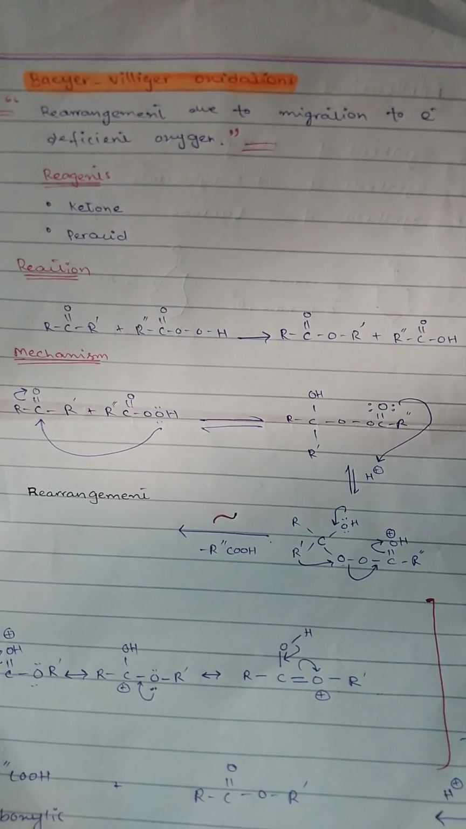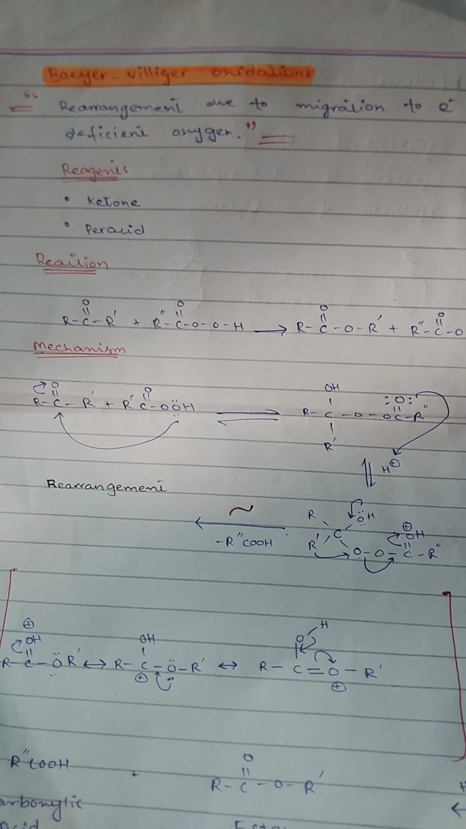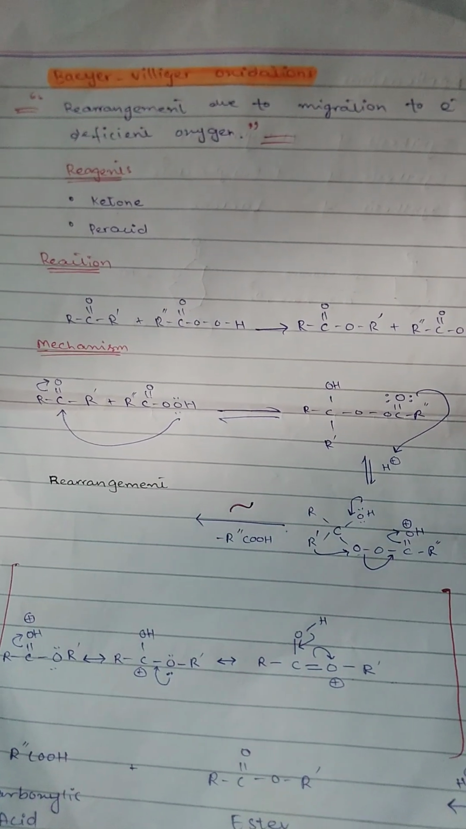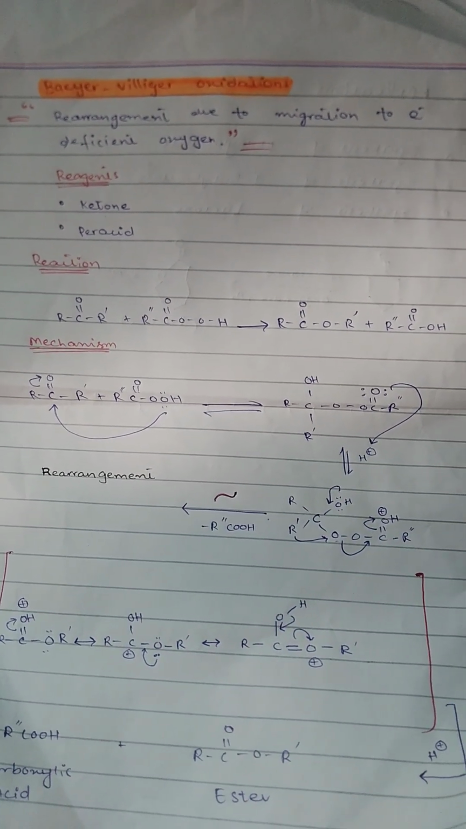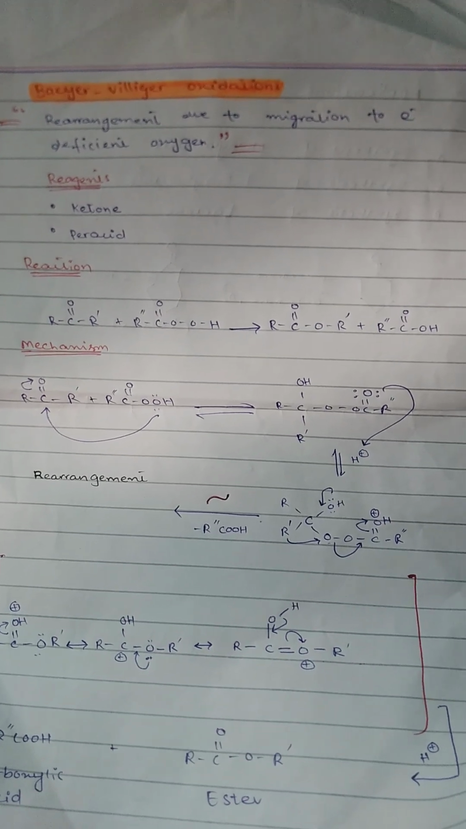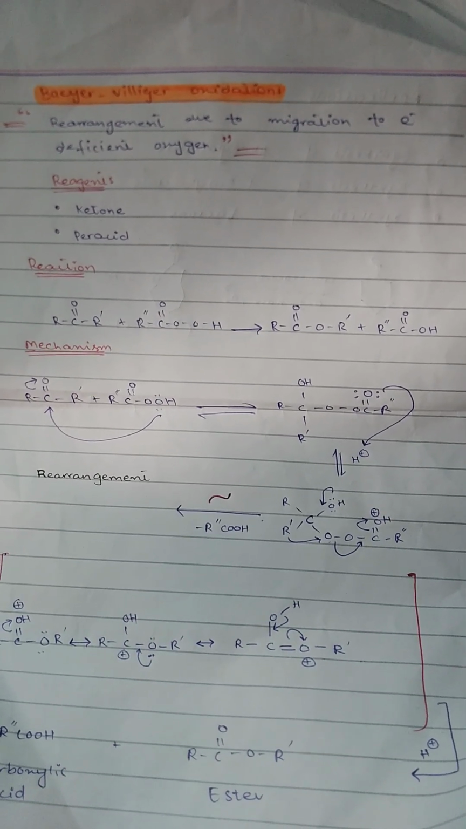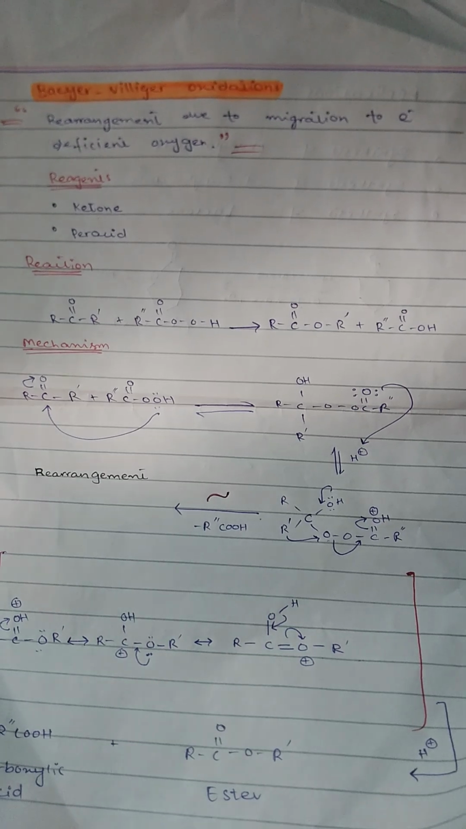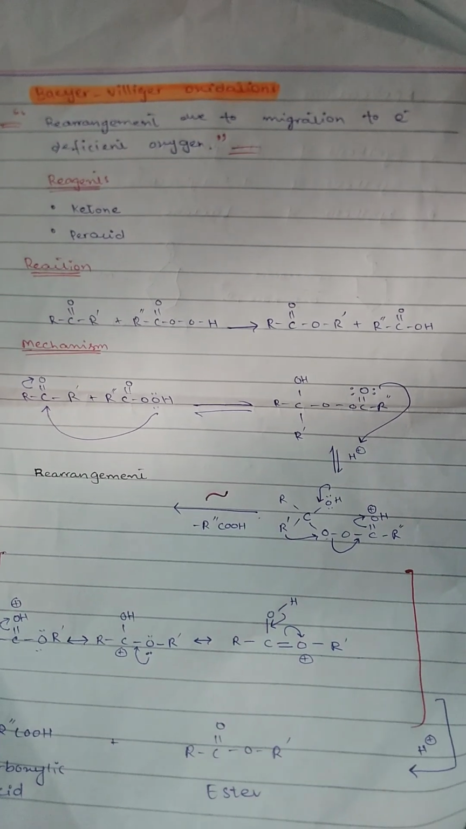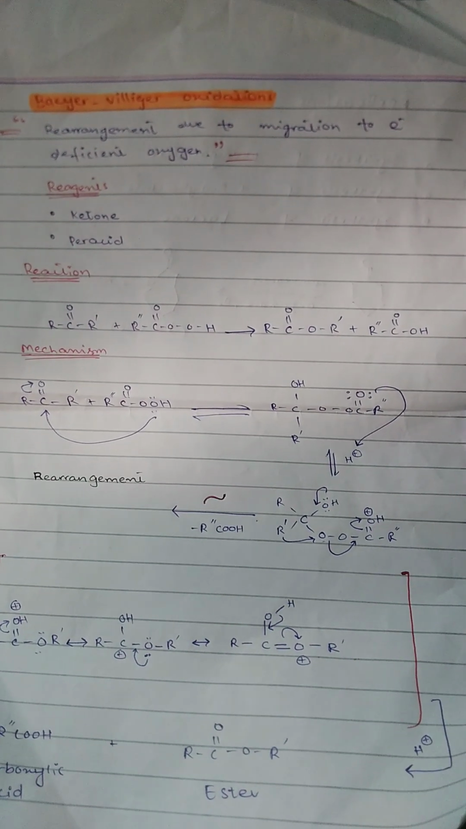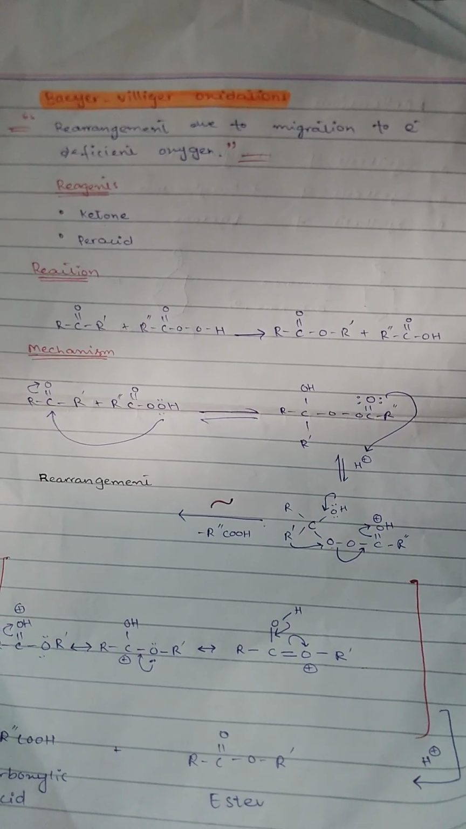In this reaction we will have a look at the reagents, reaction mechanism and the application of the Baeyer-Villiger oxidation, that how we can use this reaction. So first of all, let's see its definition. What is the Baeyer-Villiger oxidation? Baeyer-Villiger oxidation was the rearrangement reaction which was given by Baeyer and Villiger.